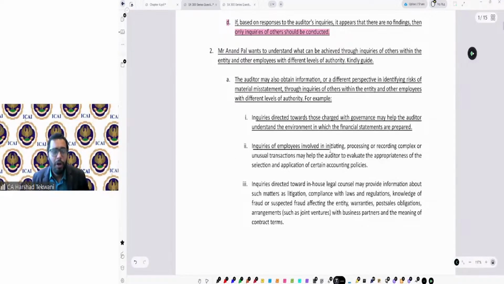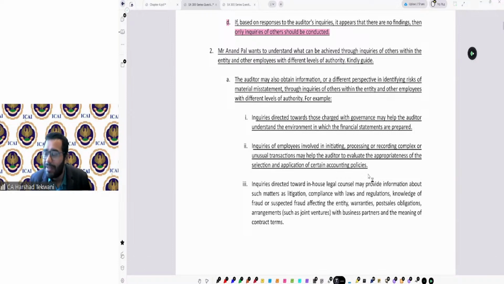Inquiries of the employees involved in initiating, processing, or recording complex or unusual transactions may help the auditor to evaluate the appropriateness of selection and application of certain accounting policies. Let's say, for example, fair value estimates or any other estimates like warranty estimates. If any employees are involved in calculating and recording a warranty estimate or fair value estimate, and you make inquiries of those employees to understand the process, the controls, and the systems they are using, we can get good information, and from there we can identify what risk is there in that particular information.